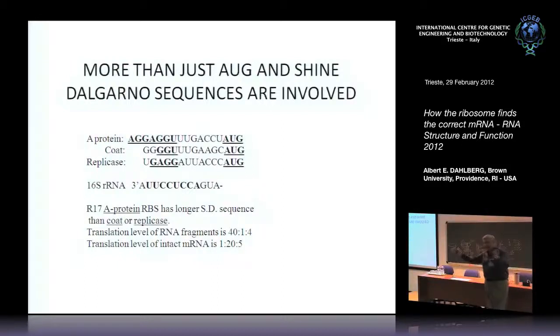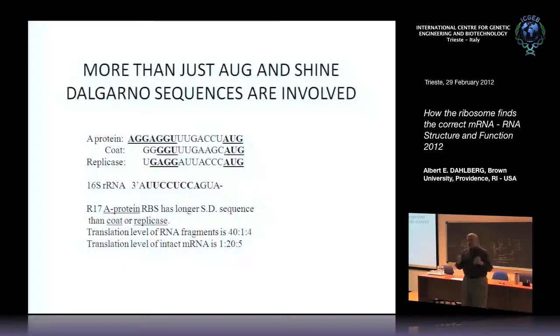They did 2 experiments. One, they added the intact virus to a translation system to see what was made, what were the ratios of the protein. They had those data also from in the cell, but the other was they translated fragments, which were essentially each of these parts of the total message separately from the others. And the translation level of the RNA fragments of each one gave what they predicted. They got a ratio of 40 to 1 to 4, as you can see here.